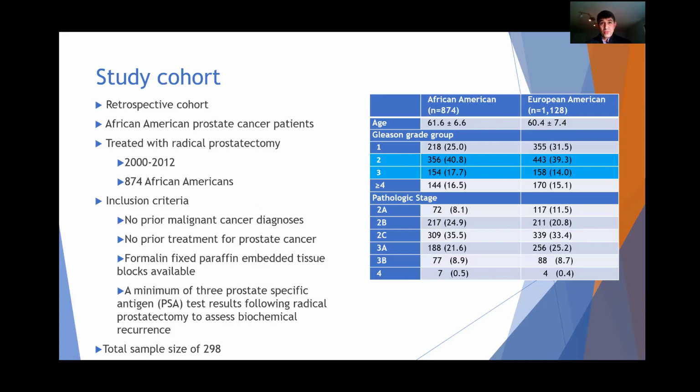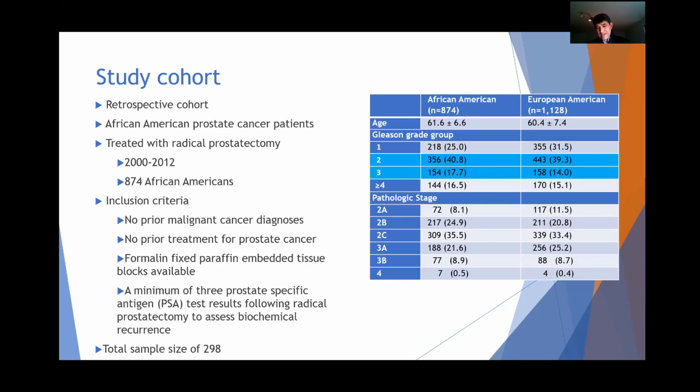So this study is based on a retrospective cohort of African-American prostate cancer cases that were diagnosed and treated with radical prostatectomy at the Henry Ford Health System between 2000 and 2012. Over that time, there were 874 African-American diagnosed primary prostate cancers.